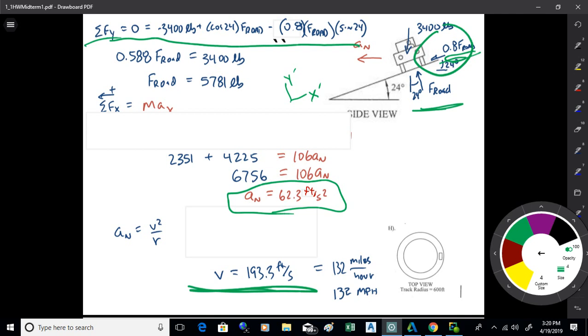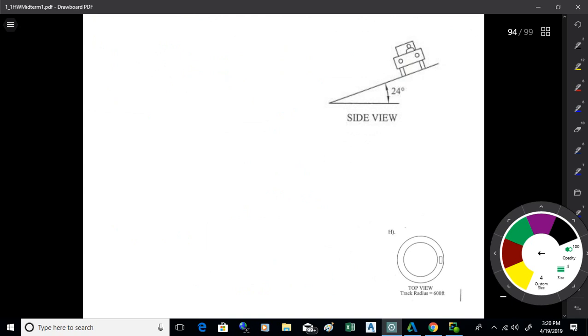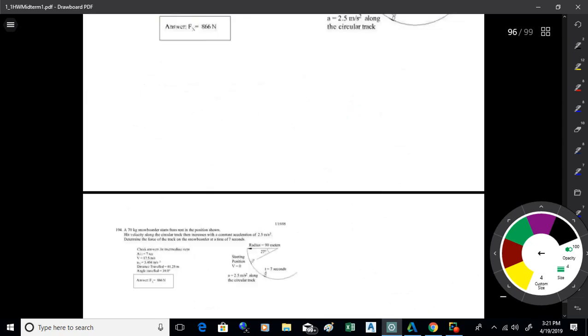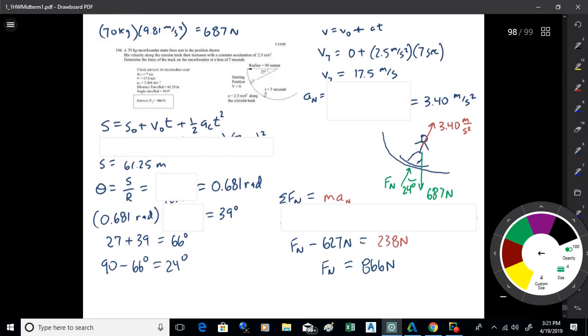All right. So again, we're kind of seeing that need for a good free body diagram. That is really what you base a lot of your work on. Okay. Questions on that one? Okay. Okay, one more.